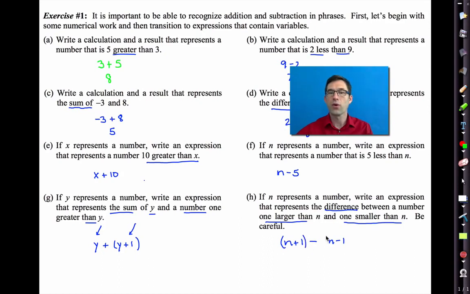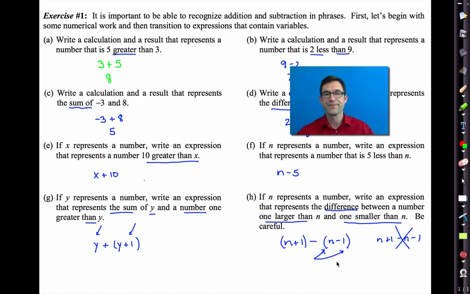Now, it's not quite right though. Anytime we're talking about a more complicated number, it sure doesn't hurt to put it in parentheses. And in fact, in this problem, it's absolutely essential. This is very different than this. Well, maybe not very different, but slightly different. This is n plus 1 minus n minus 1. All right, parentheses are key.